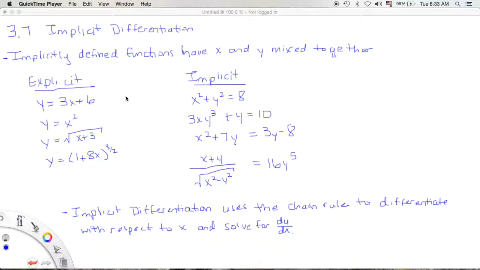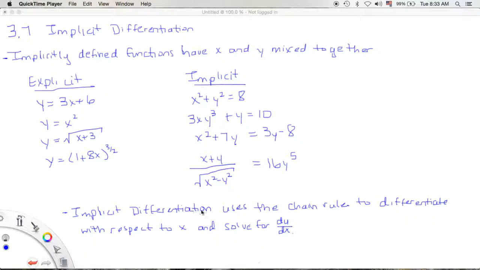Sometimes we can't take the derivative just by our usual techniques. Sometimes we have something called an implicit function. And an implicit function looks like this. Our x's and y's are mixed together, and it's really hard to solve for just y, so that we can take our derivative the normal way like we would in these explicit functions.